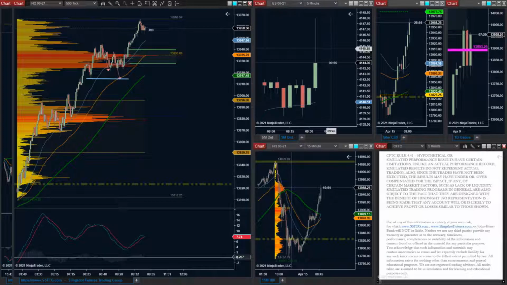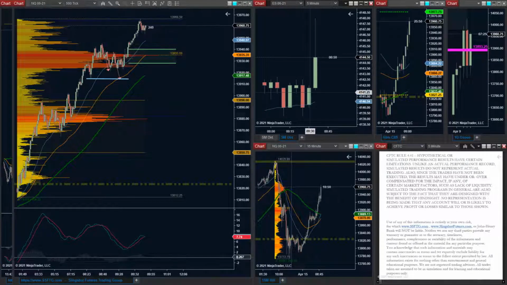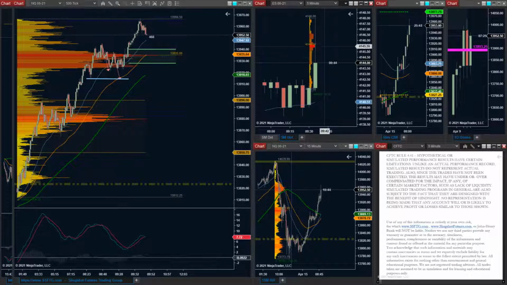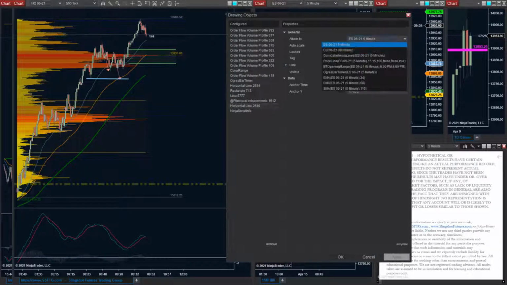Oh, man, the S&P. Yikes. Now, the big question is, that big rejection on the top, did they put a big volume node in there? Oh, no. Oh, they sure did. 41, 45, 50 so far.